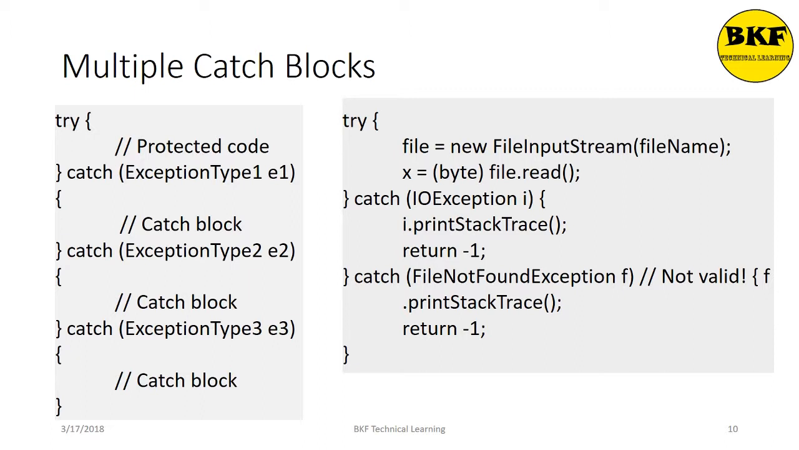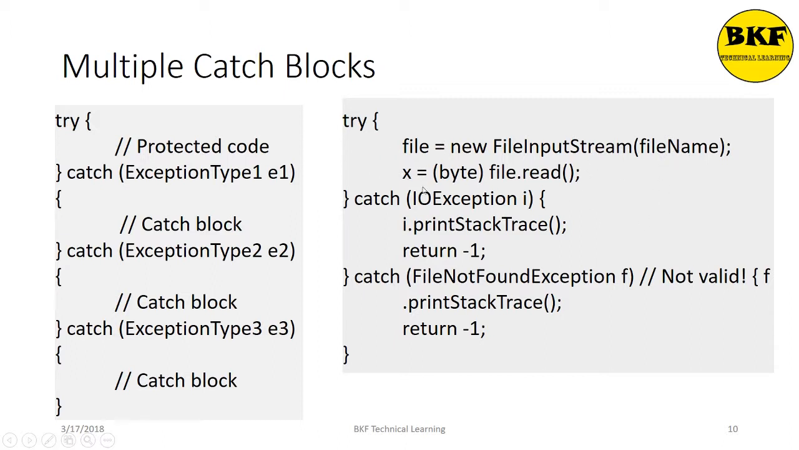Okay, now let's see multiple catch blocks. So here's the syntax. First, we'll have a try block. Inside the try block, we are going to place our protected code, and this will be followed by multiple catches: catch 1, catch 2, and catch 3. Now let's see a code snippet. So this is the try block and 2 catches. Here's how we are going to perform a file operation, and in this line we are trying to print the file.